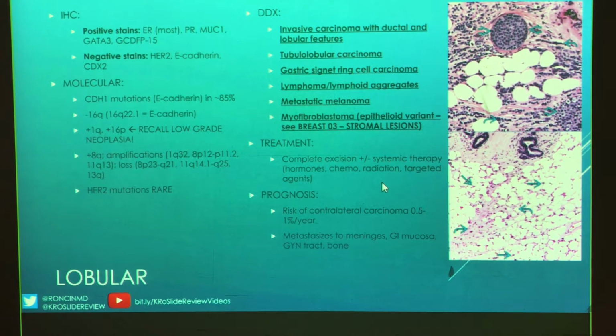Your prognosis, so they have a slightly increased risk of contralateral carcinoma, and lobular actually likes to metastasize to the meninges as well as GI mucosa, GYN tract, bone. But lobular with meninges, that's the one to really remember.